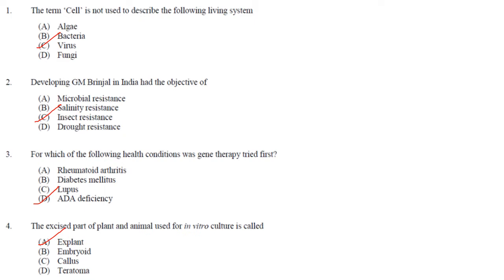The excised part of plant and animal used for in vitro culture is called the explant. Answer is option A.